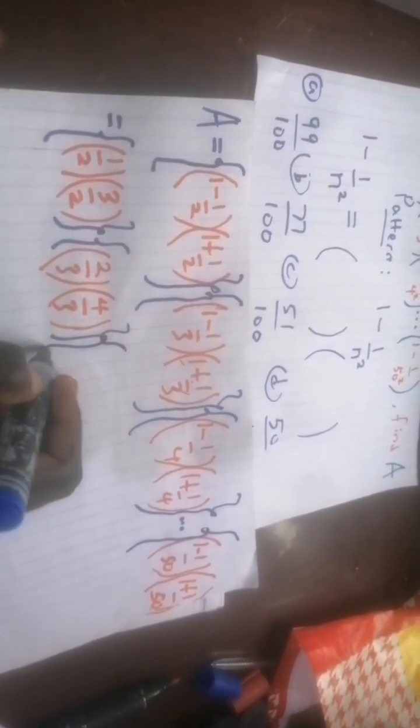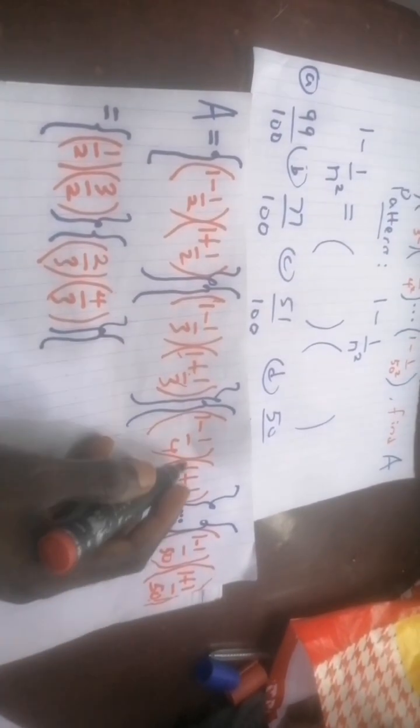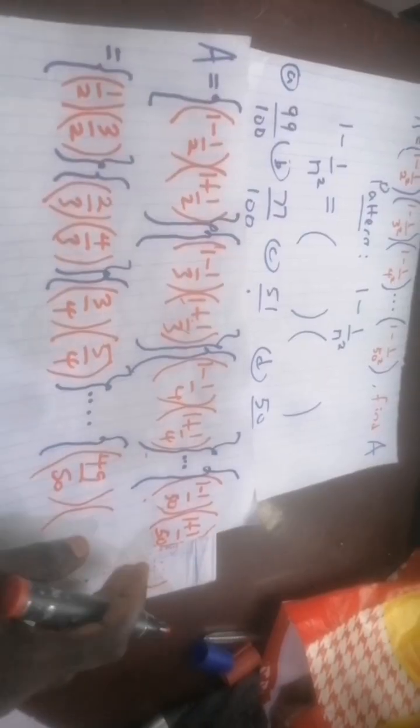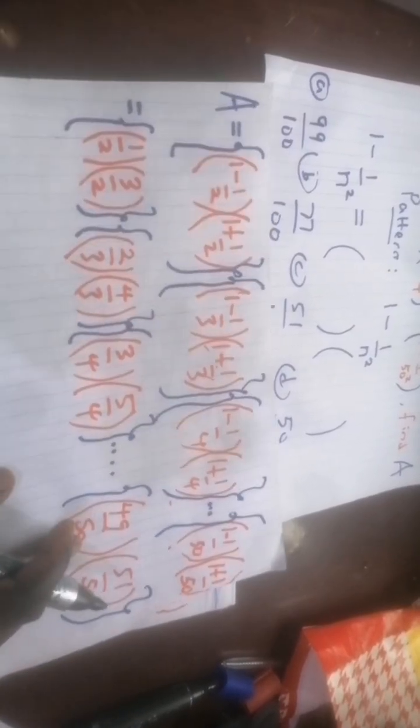Okay. Now the third bracket, watch. The third bracket says 1 minus 1 over 4. That is 3 over 4. Then 1 plus 1 over 4. That is 5 over 4. So now this will continue until I reach the final one. What is the final one? 1 minus 1 over 50. What's that? 49 over 50. Then 1 plus 1 over 50. What is that? 51 over 50. Okay. Let's close it now. So what do you observe? Well, this is what I observe.